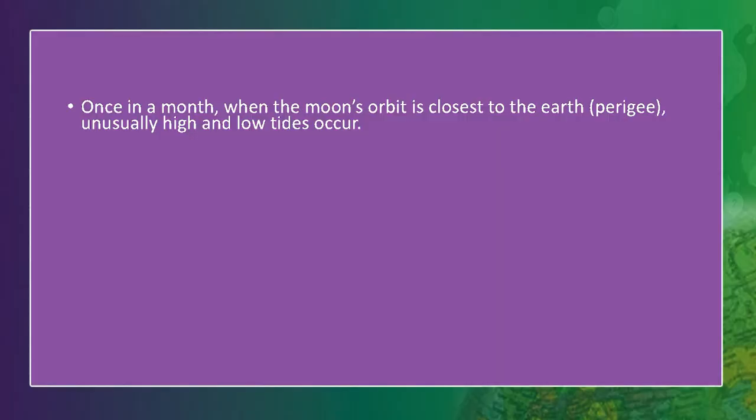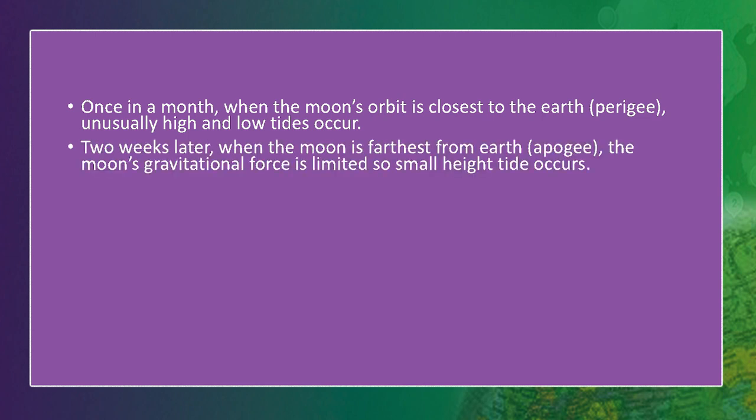Once in a month, when the moon's orbit is closest to the earth, that is called perigee, unusually high and low tides occur. 2 weeks later, when the moon is farthest from the earth, that is called apogee, the moon's gravitational force is limited, so small height tides occur.